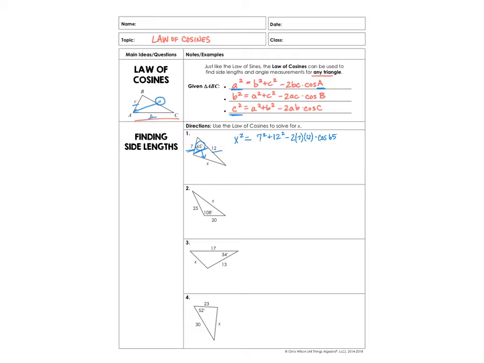So it's the only thing that could go there. Okay? So let's simplify this. We need to follow order of operations. 7 squared is 49. 12 squared is 144. Okay, now we can go ahead and multiply. 2 times 7 is 14, and 14 times 12 is 168. Now we need to multiply before we add. Okay, so let's do this multiplication here. 168 times the cosine of 65 is 70.99, so let's use 71.